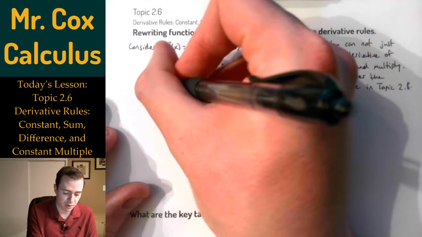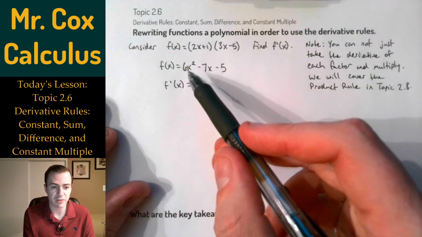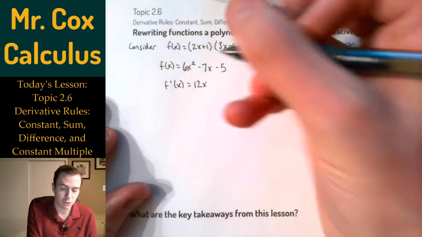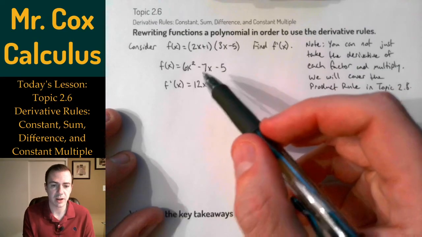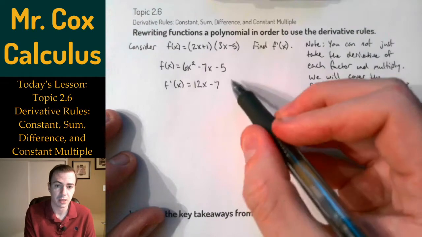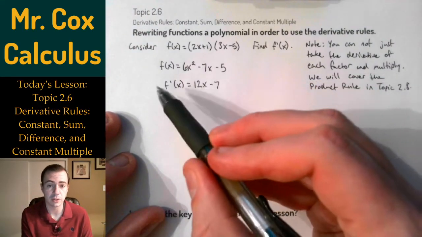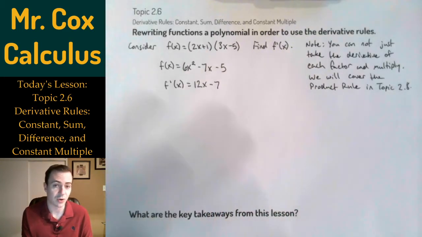Well, if I take the derivative of this polynomial, the derivative of 6x squared: 2 times 6 is 12. Reduce the power, 12x to the 1 power, 12x. The derivative of minus 7x is just going to be minus 7. And the derivative of minus 5 is 0. So there's the derivative of f. It's 12x minus 7. And that's your answer right there.